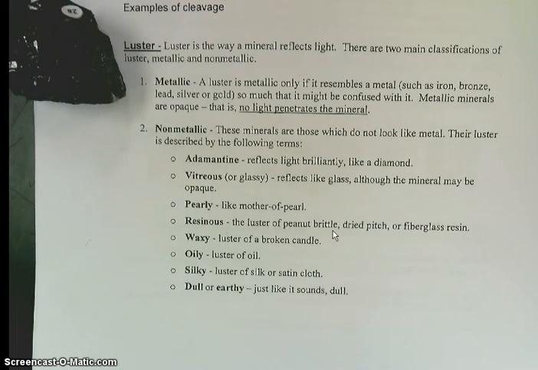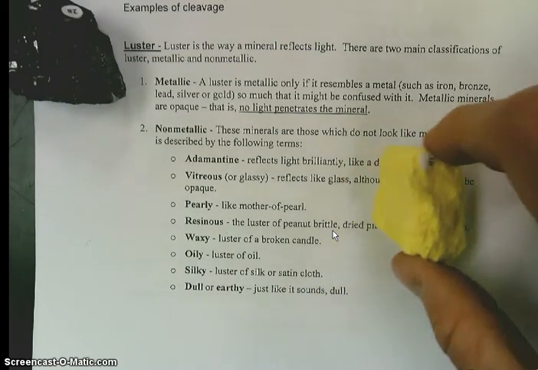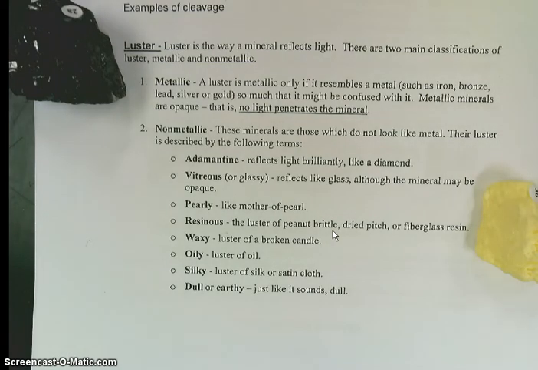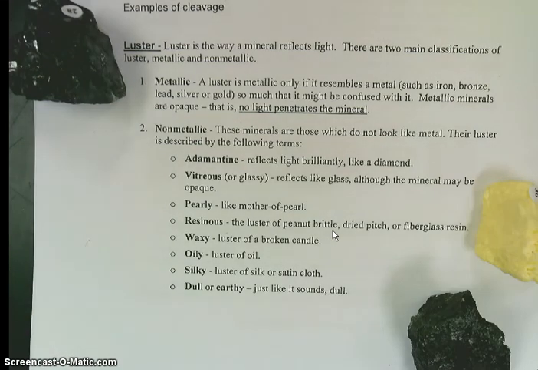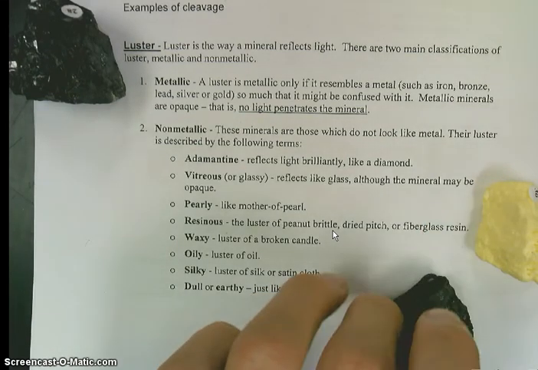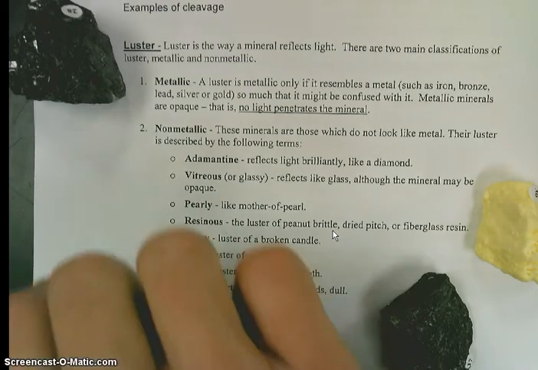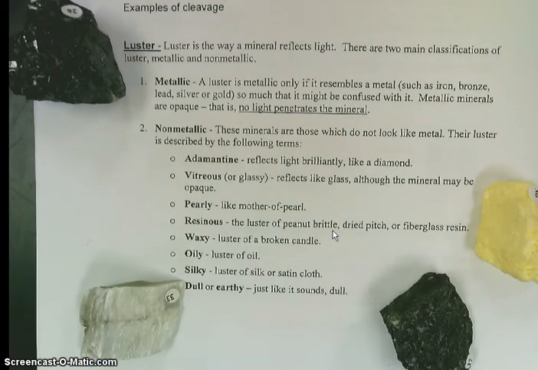Now, some non-metallic minerals can go as simple as something like resinous or waxy. I mean, this would probably fall into both categories. A mineral like this may fall into dull, earthy. Again, it looks like there's a little shine here under the lamp, but actually almost no shine at all. Silky would be something like this one. Okay, a little gypsum.